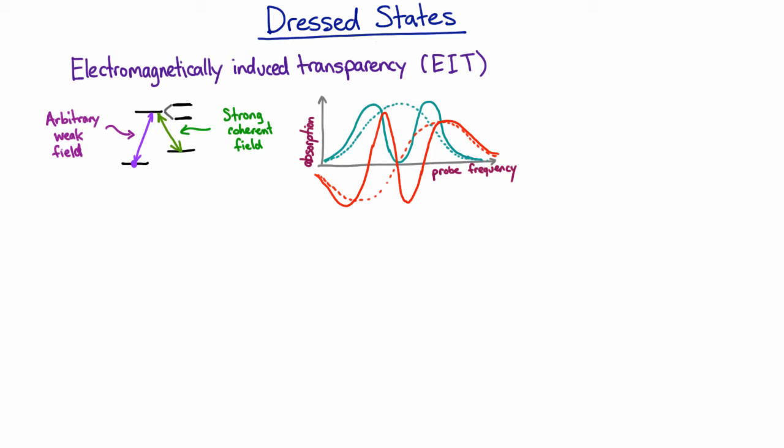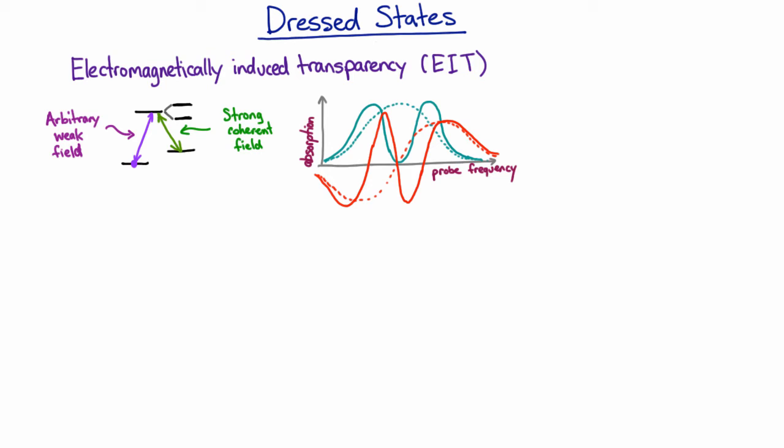Now how sharp is that feature? Well, it's got to fit between those two absorption peaks, so it depends on the strength of that strong coherent field. When that coherent field is very strong and the splitting is very large, then obviously that feature doesn't have to be particularly sharp. But as we turn down that strong coherent field, we still get that beautiful absorption interference in between the two peaks, but that dispersion curve is getting all squished up. And so we're going to get a very large gradient in phase shift as a function of frequency.